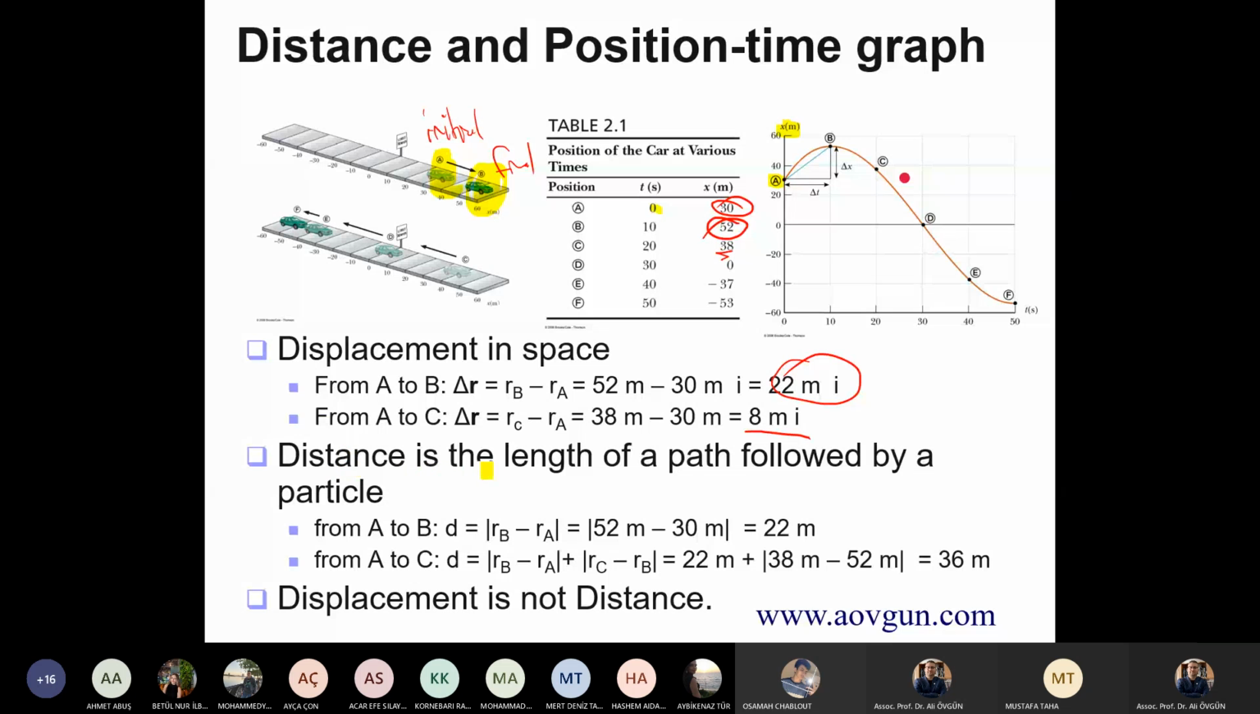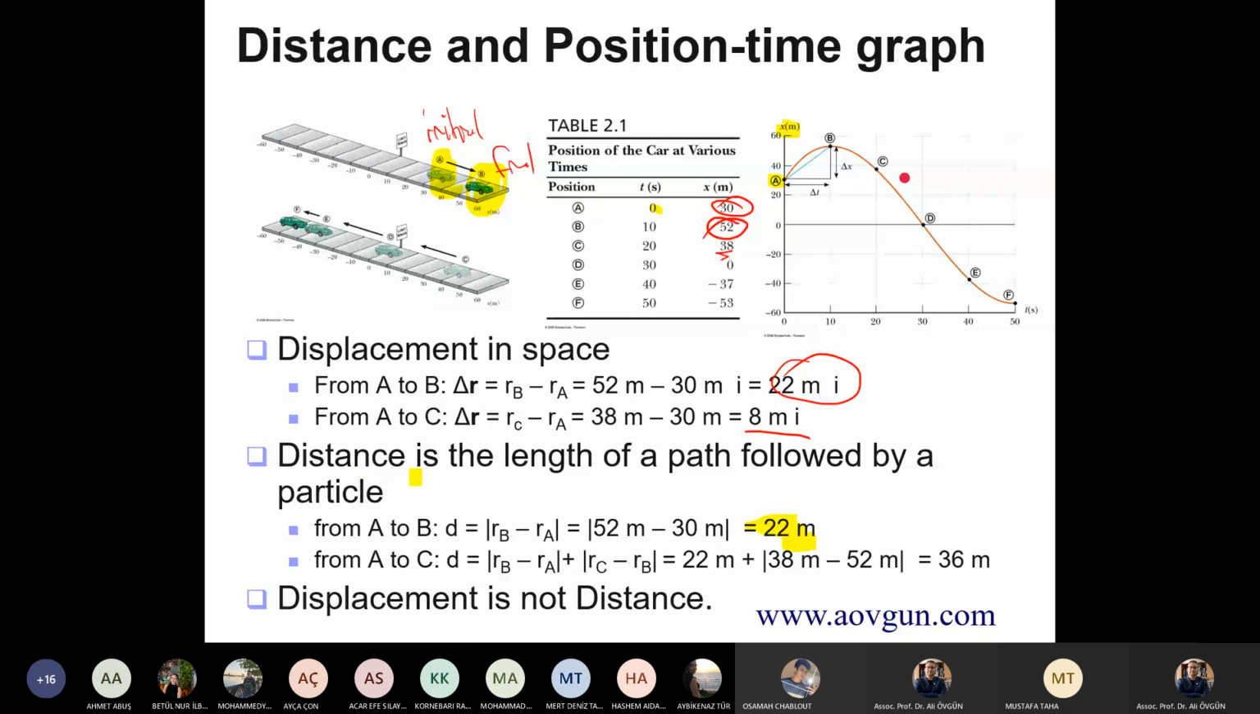52 minus 30, 22 meter without any direction. I hat, J hat, K hat. Okay, you don't need to put direction because this is distance. Only this is a scalar quantity. And from A to C, what is the distance?